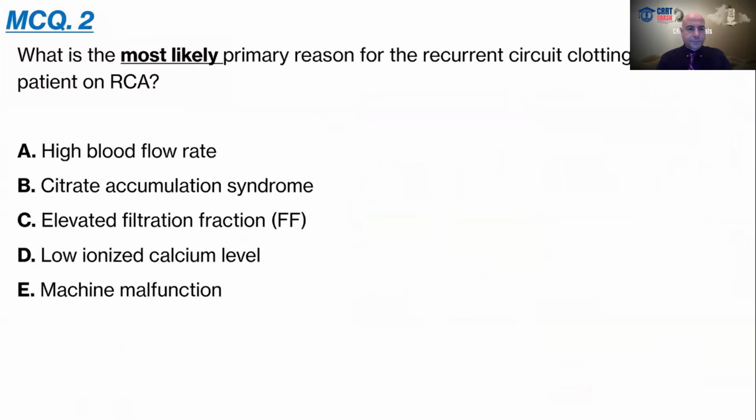MCQ number 2. What is the most likely primary reason for the recurrent circuit clotting in this patient on RCA? High blood flow rate, citrate accumulation syndrome, elevated filtration fraction, low ionized calcium level, or machine malfunction? The answer is elevated filtration fraction.